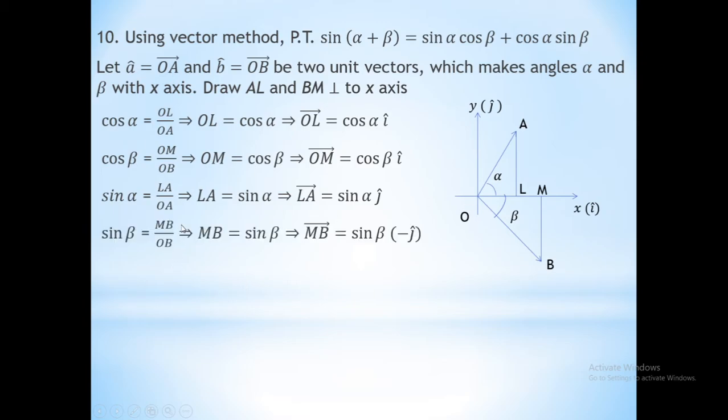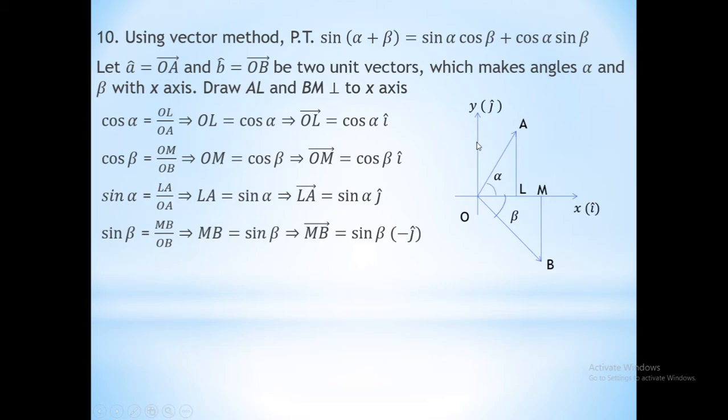Now the last one, there is a change. Sin beta is equal to MB by OB. So MB is equal to sin beta. When I take the vector, MB vector is equal to sin beta minus j cap, I have written. The reason is, see here, MB vector is pointing downwards. The negative side, the direction is changed. Though it is on the y-axis, it is not pointing upward.